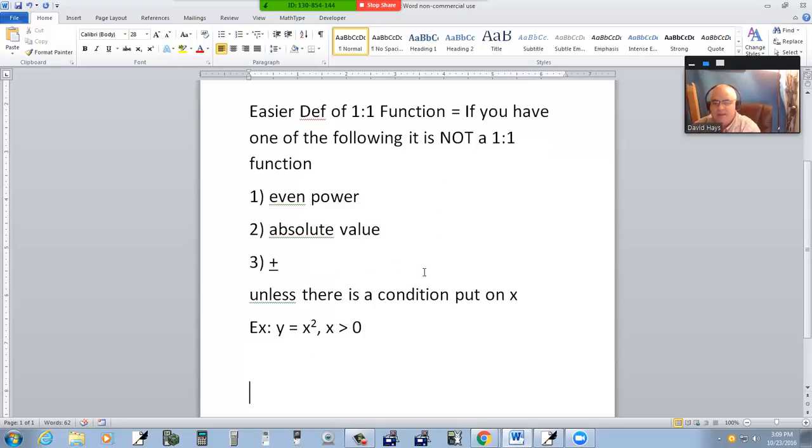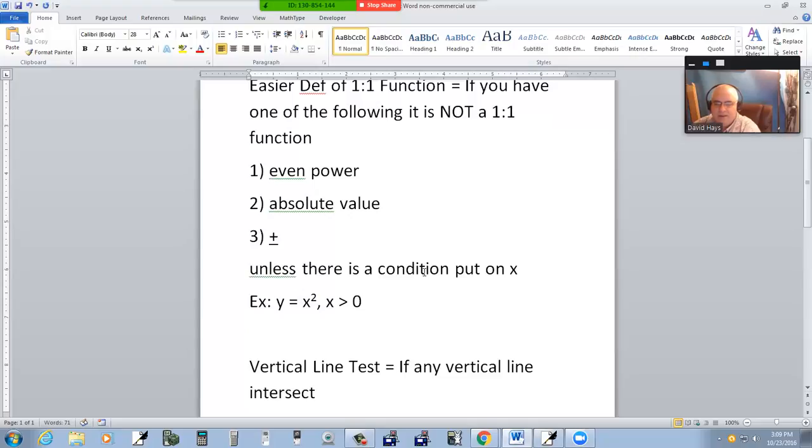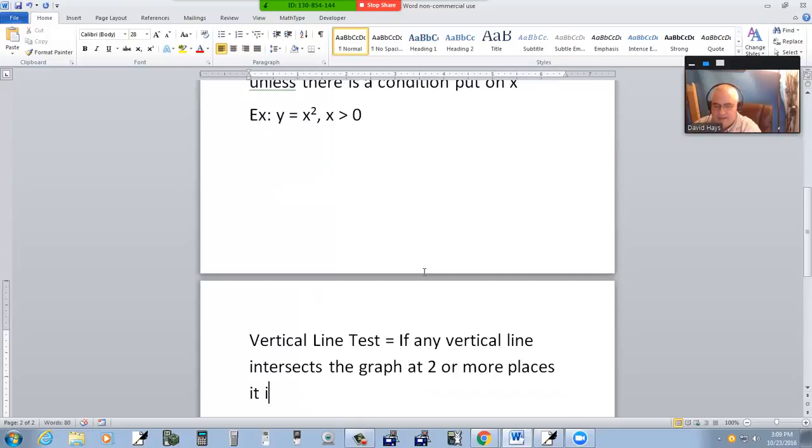Now we have a vertical line test that determines if something's a function or not. Just to refresh your memory on that, it says if any vertical line intersects the graph at two or more places, it is not a function.